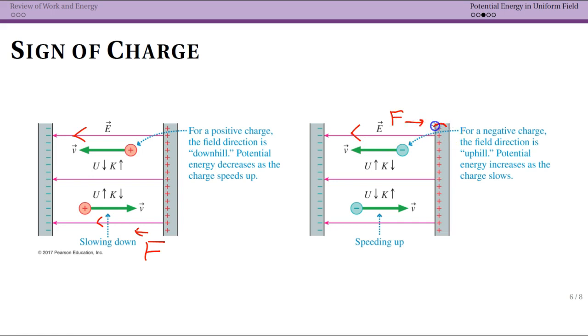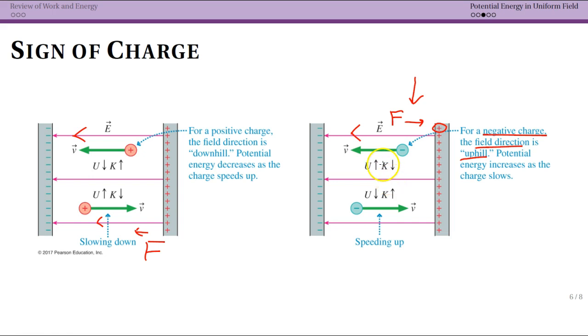And another way you can think about this is that our negative charge is going to be attracted to the positive charge. So if our negative charge is initially traveling to the left, it's actually slowing down. Its kinetic energy is decreasing. That means its potential is increasing. So for a negative charge, and I like how the book talks about this, the field direction is actually uphill, right? Remember that the force points away from the electric field direction.